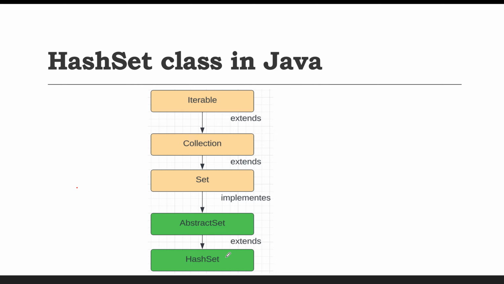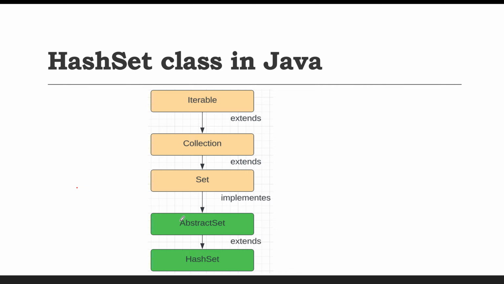Basically, HashSet is not directly implementing the set interface. There is an intermediate class called the abstract set class that provides abstraction between the set and HashSet. This is the actual implementation of the set interface. It implements all the methods available inside the set interface, and then this class is extended by the HashSet, so that HashSet does not need to implement all the methods available inside the set interface. It implements only the methods which are required.